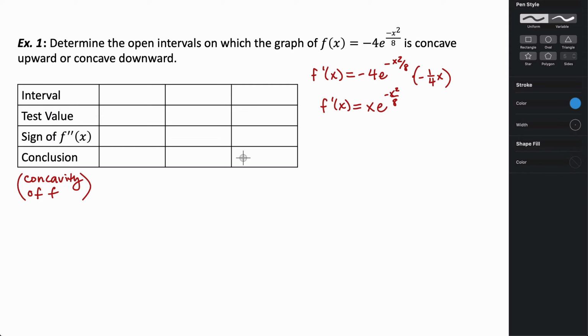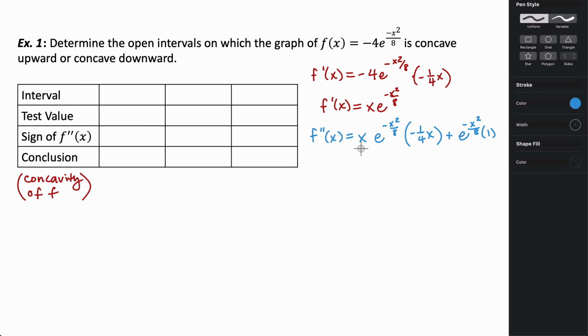Okay. Second derivative, we're going to have to use the product rule. So it's the first function times the derivative of the second. And we know the derivative of an exponential is just the original exponential, so it's going to be times e to the negative x squared over 8, but then times the derivative of the exponent. So it's going to be times, again, the negative 1/4 x, plus the second times the derivative of x, which is 1. Derivative of x is 1 times this. So it's going to be e to the negative x squared over 8 times our 1 there.